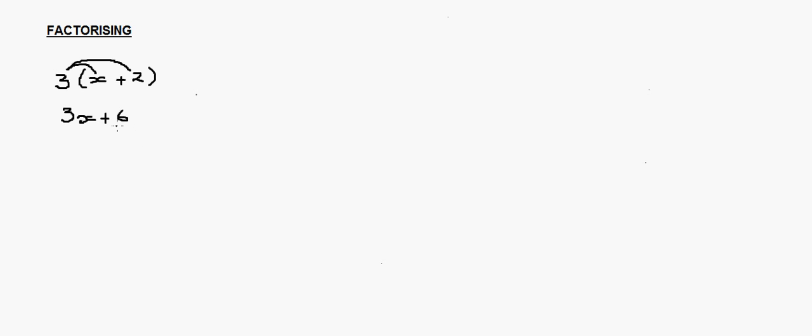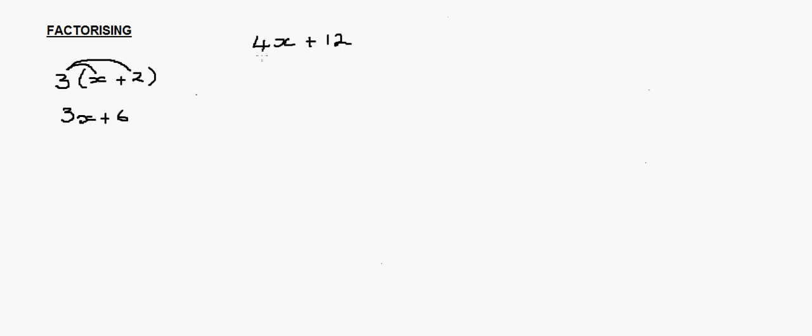So we've got this expression. Now what examiners can do is give you an expression and then say factorise it, which means put it back into brackets. So let's say we've got 4x plus 12, and they say factorise this.